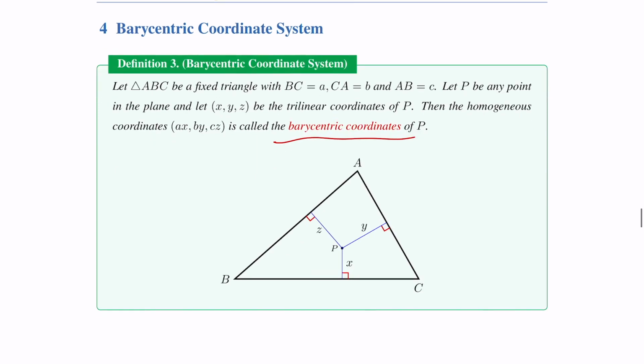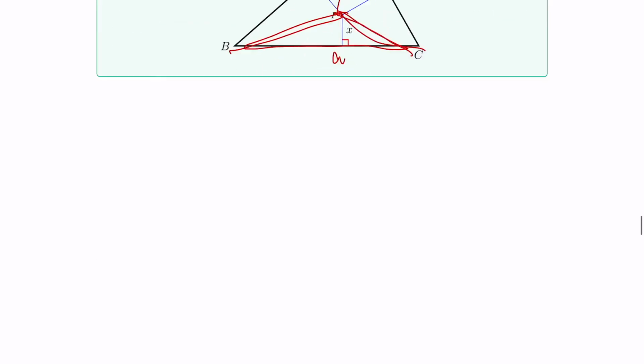Okay, you will have one problem that you need to do for the bicentric coordinate system. So just remember, for the trilinear coordinate system, the incenter has coordinates 1, 1, 1. Under the bicentric coordinate system, the centroid has the coordinates 1, 1, 1. Because why? Because ax is twice the area of PBC, and the areas of PCA and PAB are all the same. So you have 1, 1, 1.